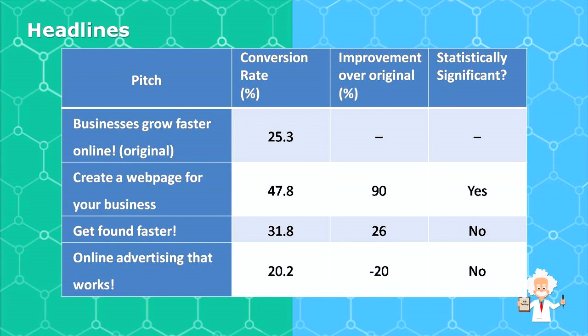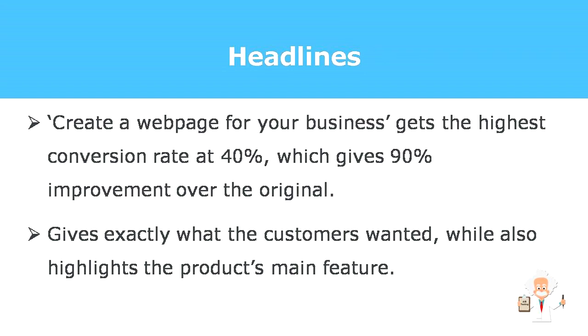Take, for example, these 4 headlines. As we can see, of all the headlines, the pitch, "Create a web page for your business," gets the highest conversion rate at 40%, which gives a 90% improvement over the original. The reason is this pitch gives exactly what the customers want, while also highlighting the product's main feature.